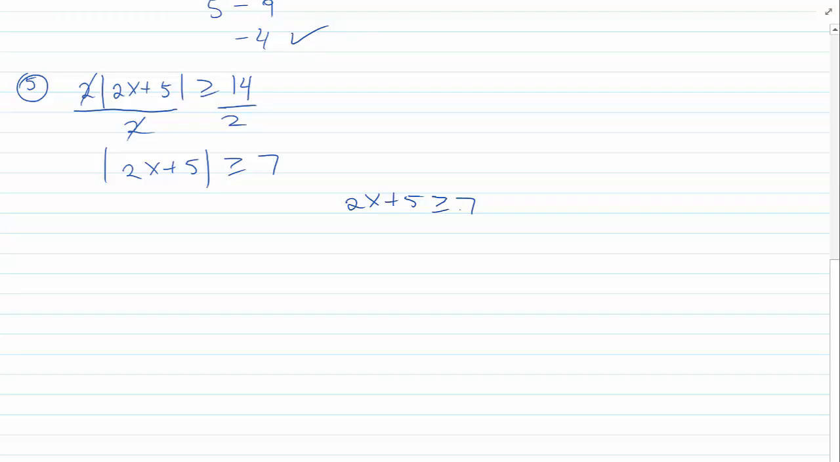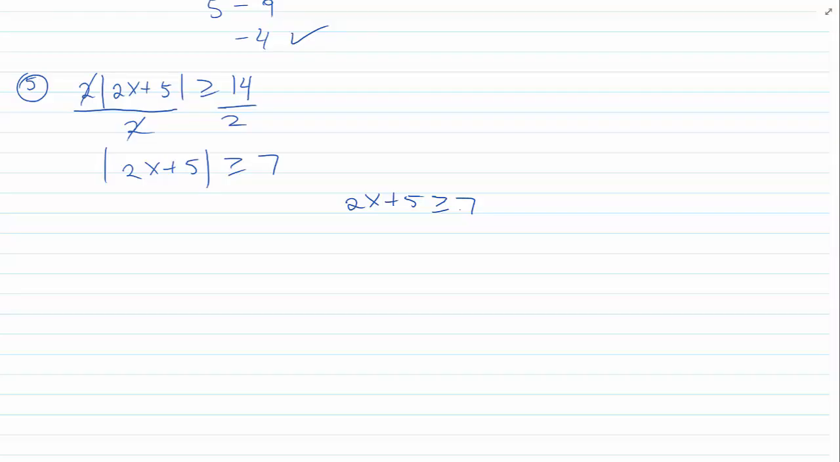So greater than or equal to 7. That's one part, right? If it's greater than 7, then it will work. You know that it's going to be correct. So that's absolutely correct. But what's the other part? Well, equal to 7 is already included in there, so it's already part of that.